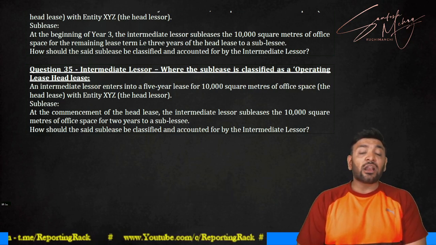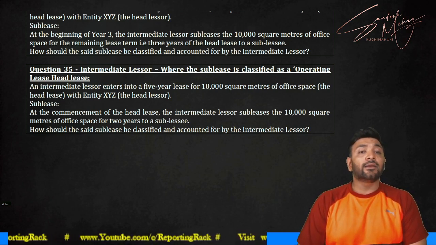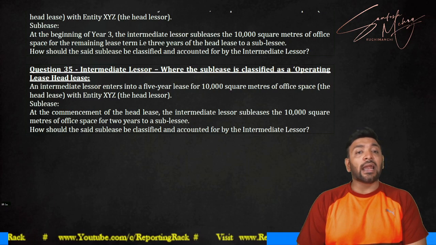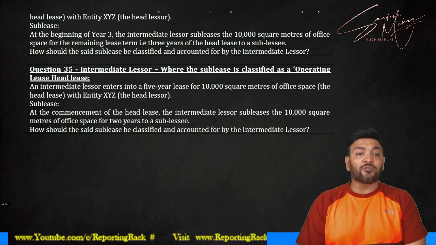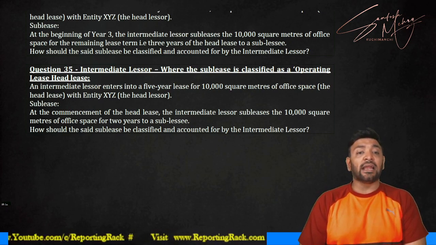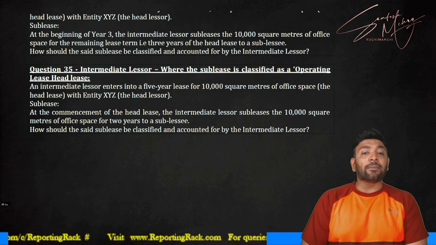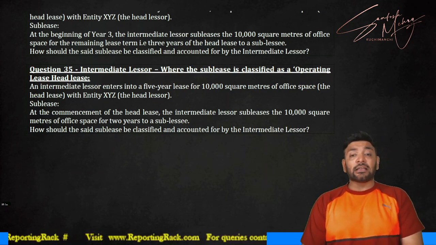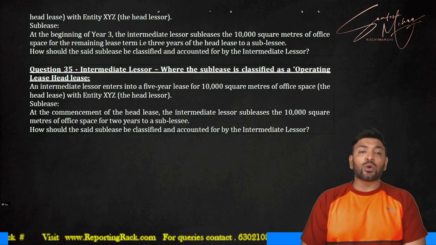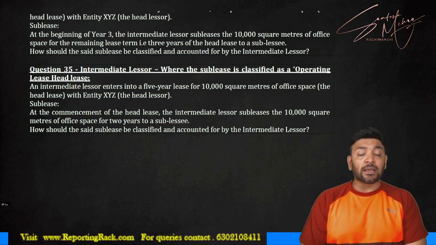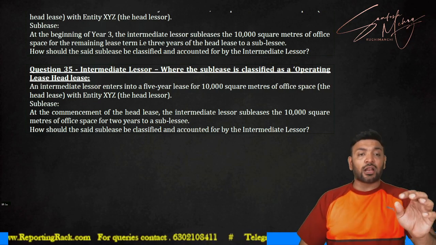An intermediary lessor where the sublease is classified as an operating lease under head lease. The intermediate lessor enters into a 5-year lease for 10,000 square meters of office space, which is the head lease, with entity XYZ. Under sublease, at the commencement of the head lease, the intermediate lessor subleases the 10,000 square meters of office for 2 years to a sublessee. How should the sublease be classified and accounted for by the intermediate lessor?